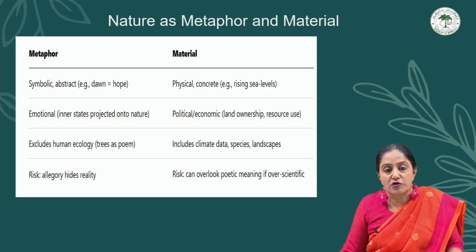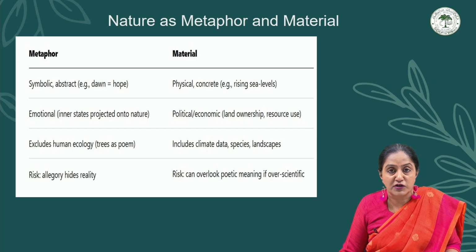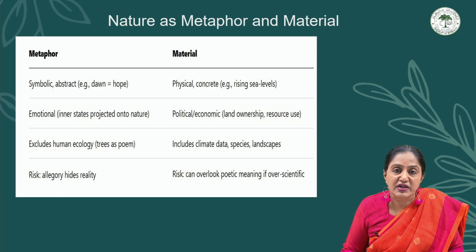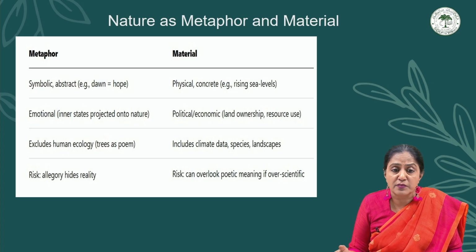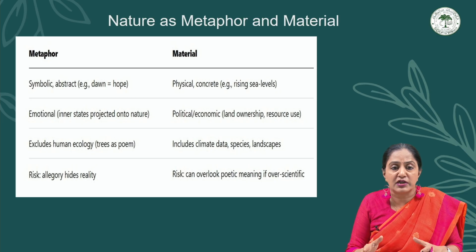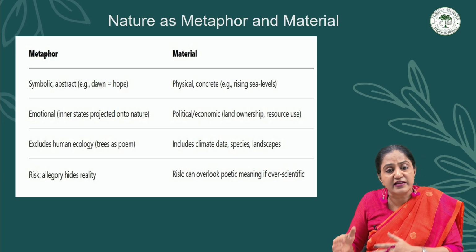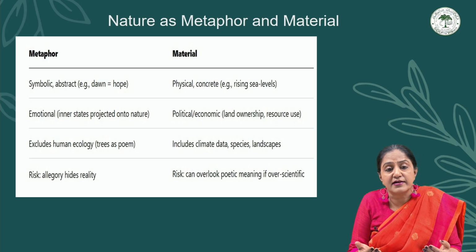Let us consider drought. In many literary works, drought may symbolize despair, spiritual emptiness, or social breakdown. However, drought is also a material phenomenon. It affects agriculture, it influences migration patterns, it creates economic hardship, it reshapes ecosystems. And eco-critical reading therefore attends to both dimensions simultaneously.